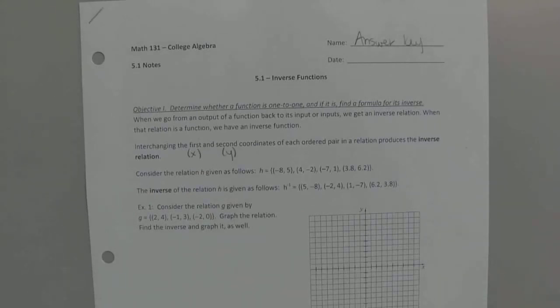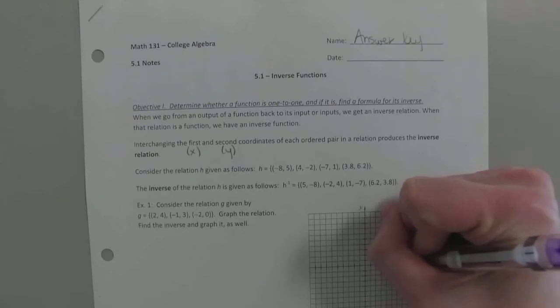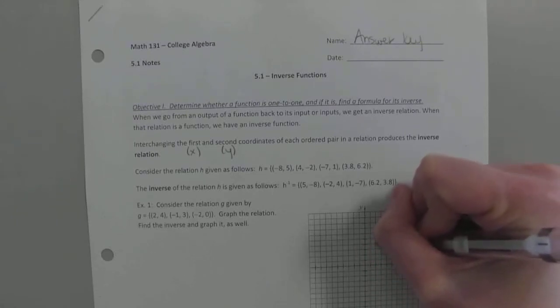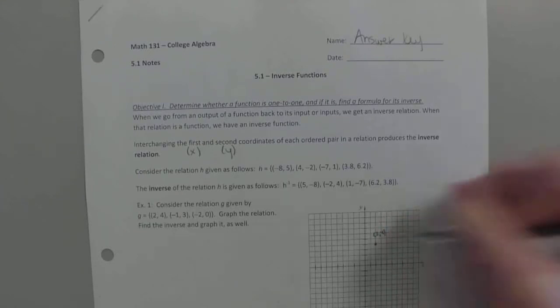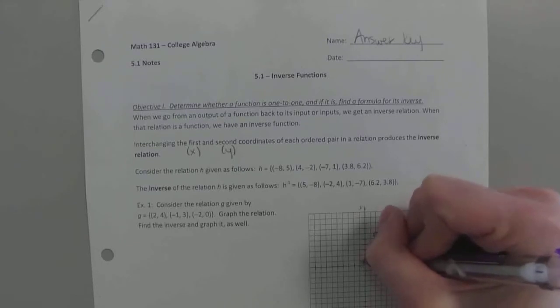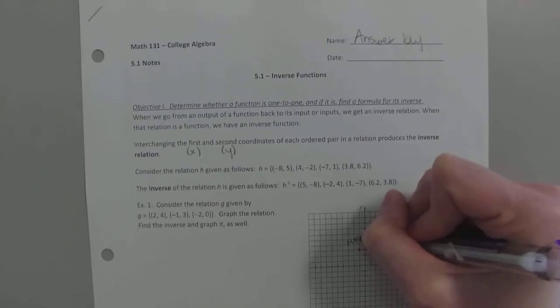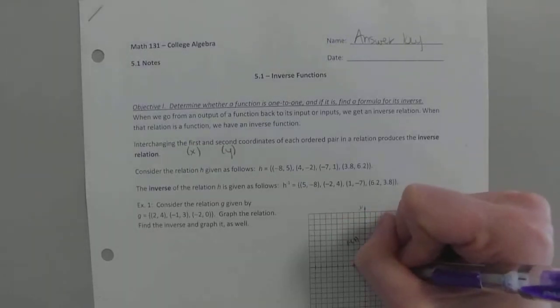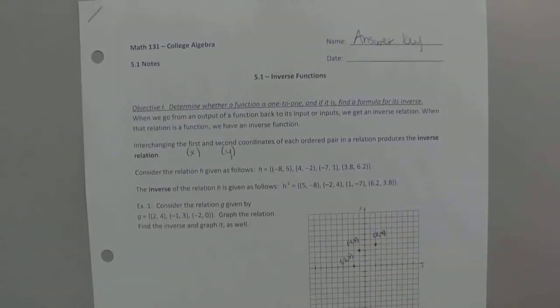So let's do that for example 1. Example 1 says, consider the relation G given by G equals {(2, 4), (-1, 3), (-2, 0)}. Graph the relation first. So what we're going to do is just plot these points. (2, 4): over 2, up 4. Label that. (-1, 3): over 1 to the left, up 3. And (-2, 0). All right, there's the relation.